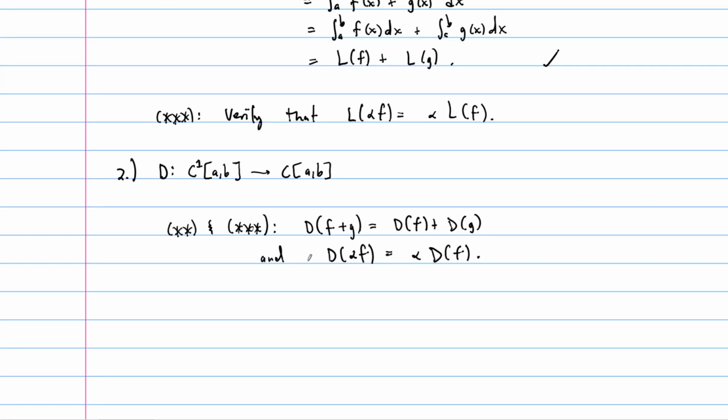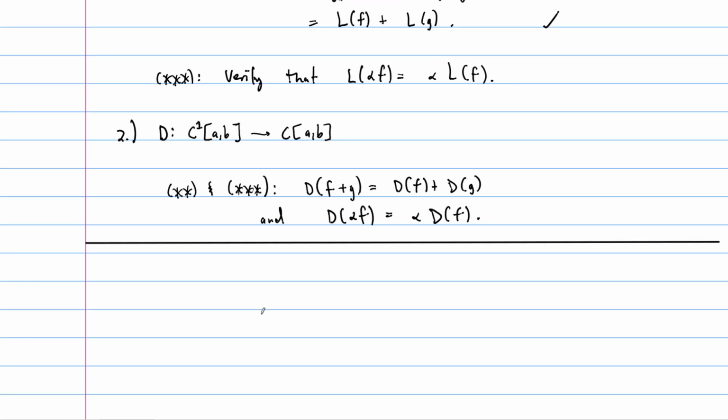So those are some important examples of linear transformations of abstract vector spaces, in this case function spaces, that we're going to see moving forward quite a bit. All right, so the next thing that we'd like to do is there's one more set of definitions that we'd like to talk about in this section.